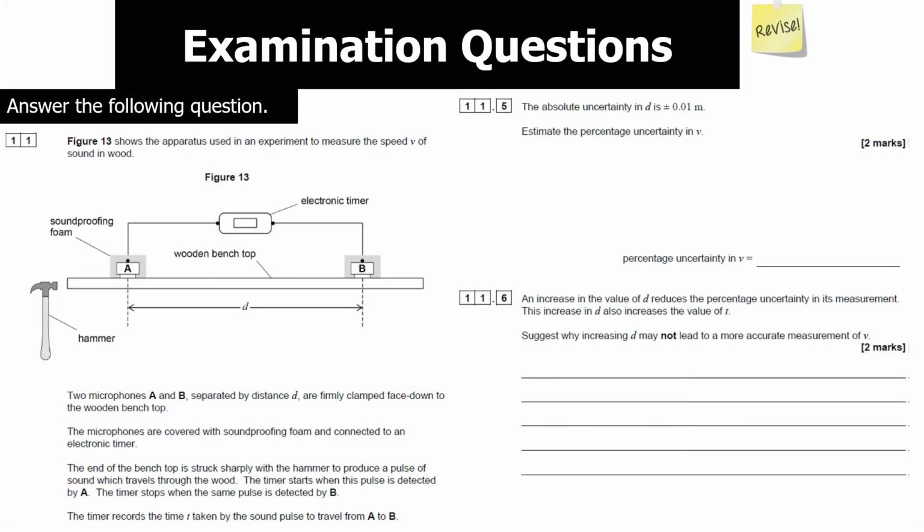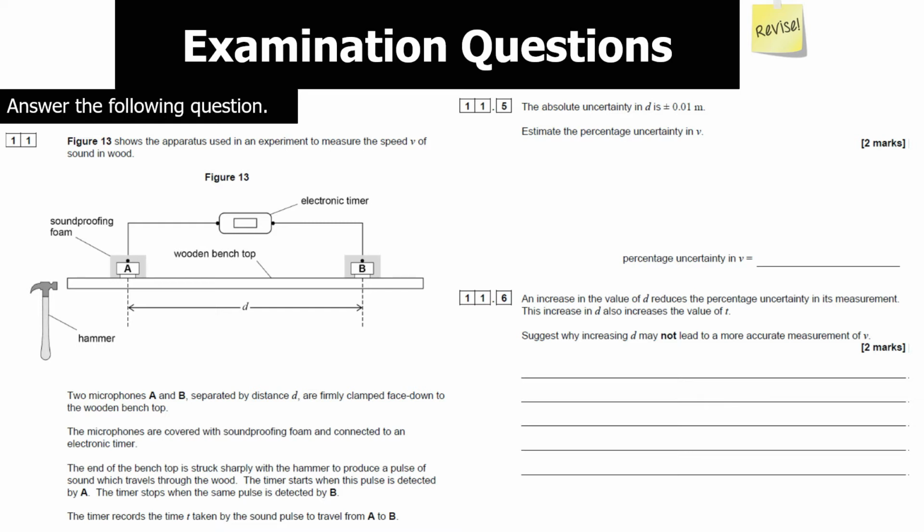The next question says the absolute uncertainty in D is plus or minus 0.01 meters. Estimate the percentage uncertainty in V. Then an increase in the value of D reduces the percentage uncertainty in its measurement. This increase in D also increases the value of D. Suggest why an increase in D may not lead to a more accurate measurement of V.